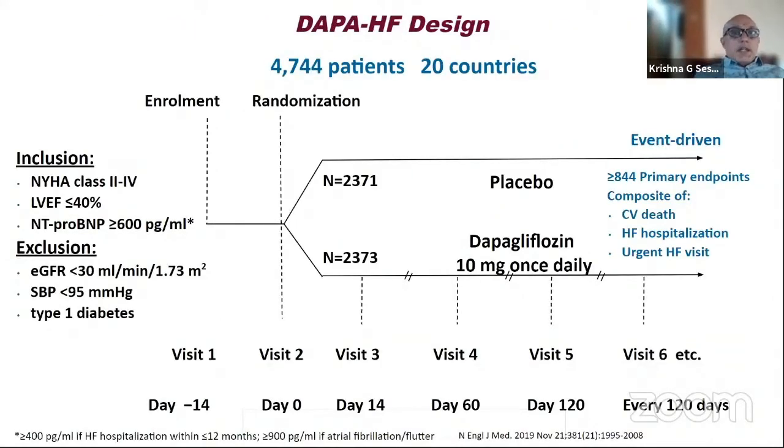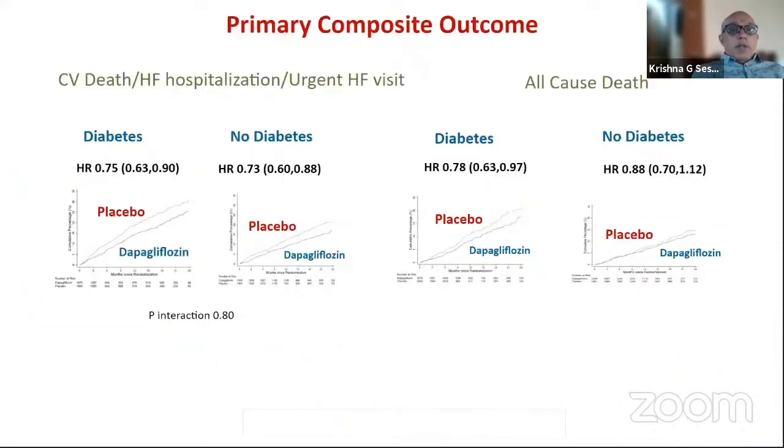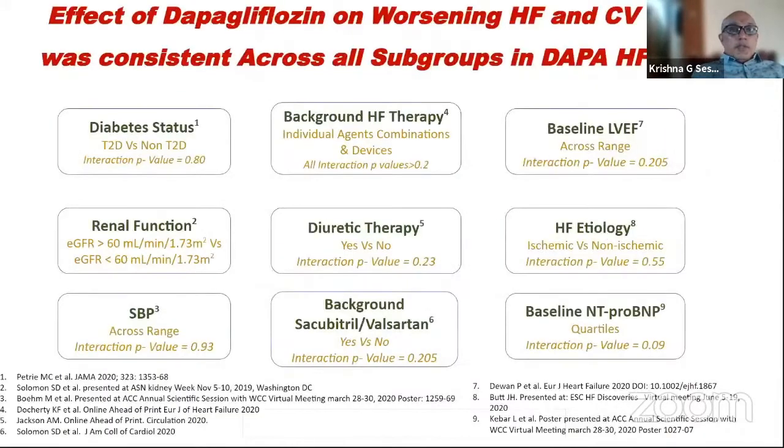This is the DAPA-HF trial. People have talked about it again and again. I'm just going to tell you that the inclusion was class 2 to class 4, left ventricular ejection fraction of 40% or less, NT-proBNP of greater than 600. There was a reduction in hospitalization irrespective of diabetes, there was a reduction in all-cause death, consistent across all the subgroups, all the renal function.